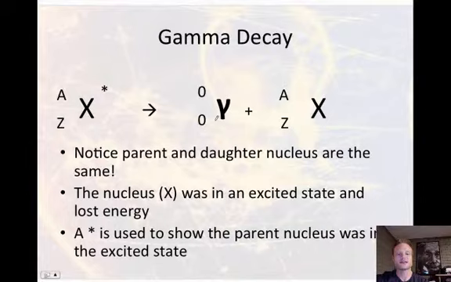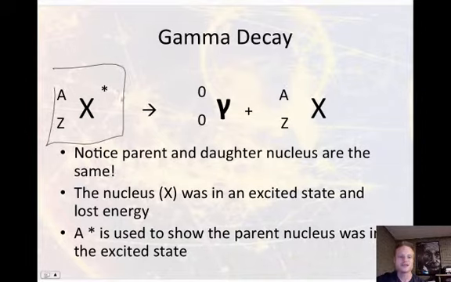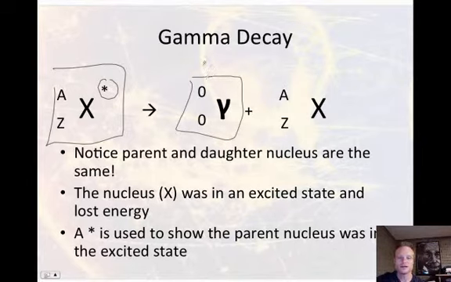The last type of decay is called a gamma decay. Remember, a gamma particle is basically just a photon of light being emitted. Here you have the parent nucleus. This little star basically means the nucleus is in an excited state, and it is pre-emitting the gamma particle. So then it produces a gamma particle, which is basically just some energy being given off.